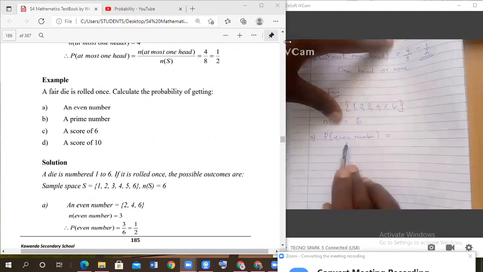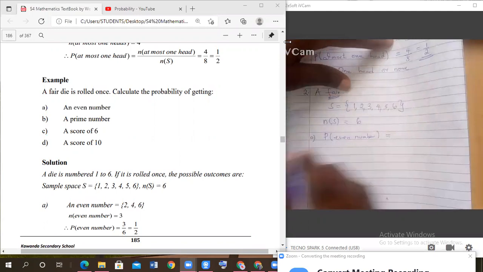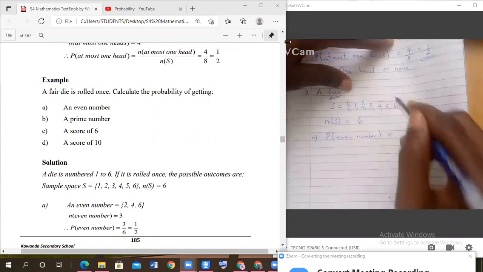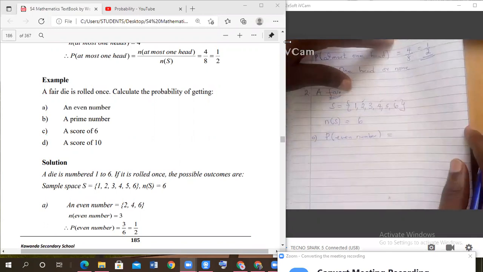What's the probability of getting even? So which means you must know even numbers. We have 2. We have what? 4. Then we have 6. How many are there? Members, how many are there?